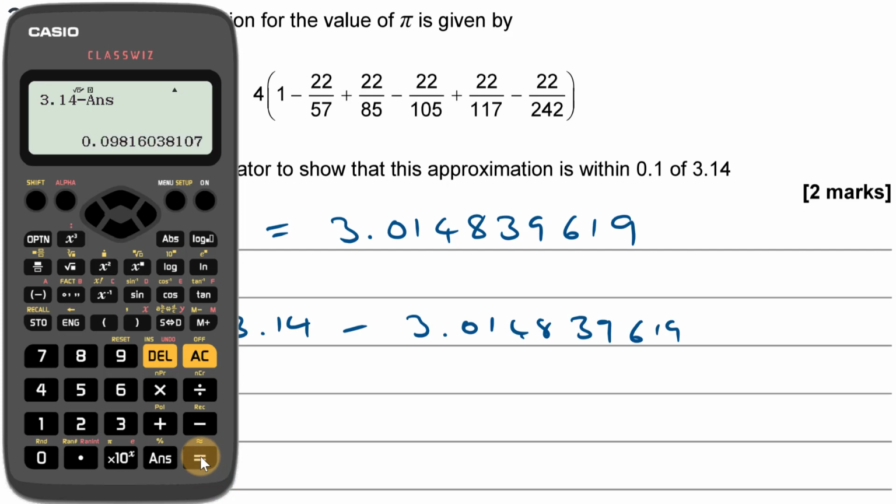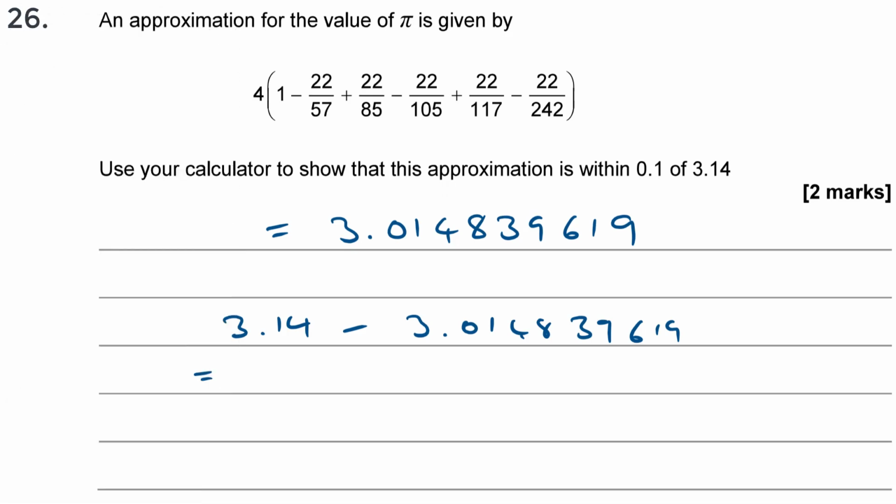So on my calculator, 3.14 subtract, don't want to type it in again, just going to use the answer key. That is 0.0816, which is clearly less than 0.1.